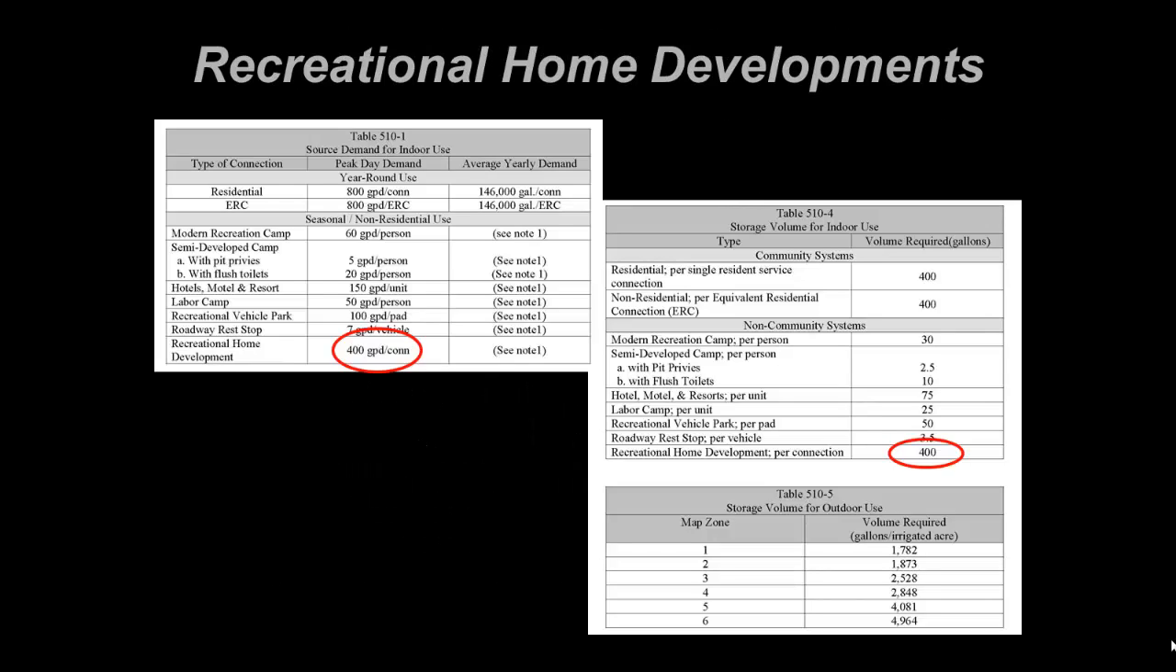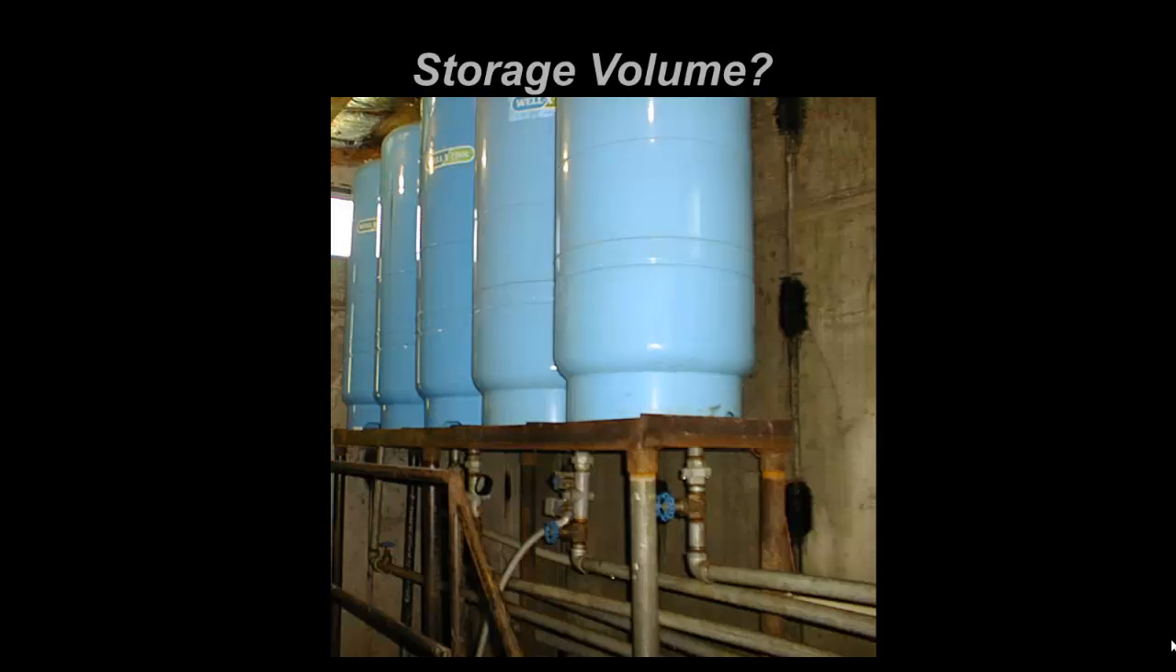These are copies of tables 510-1 and 4 showing the listed reduction for indoor use at 400 gallons per connection. Note that the storage volume remains the same and is not reduced. We get many questions regarding the storage volume of hydrodynamic tanks.